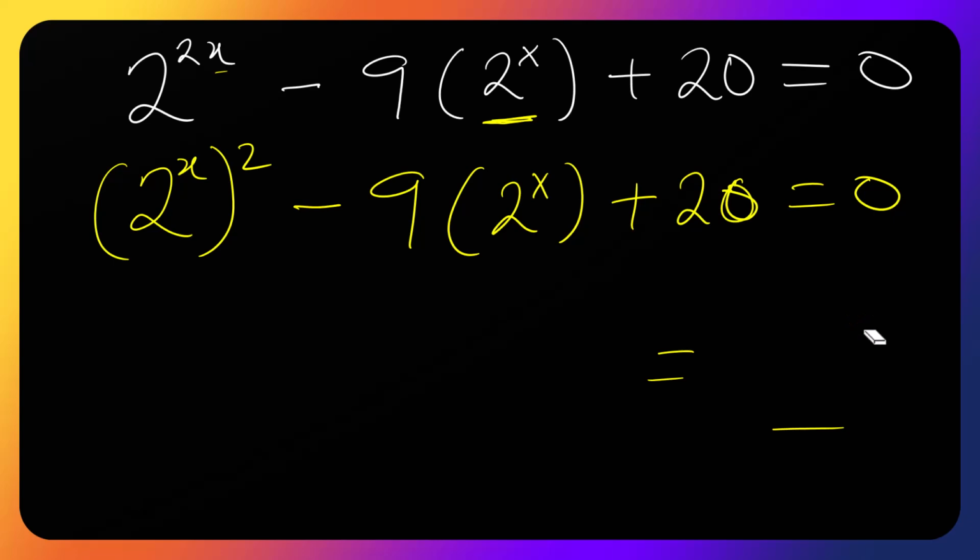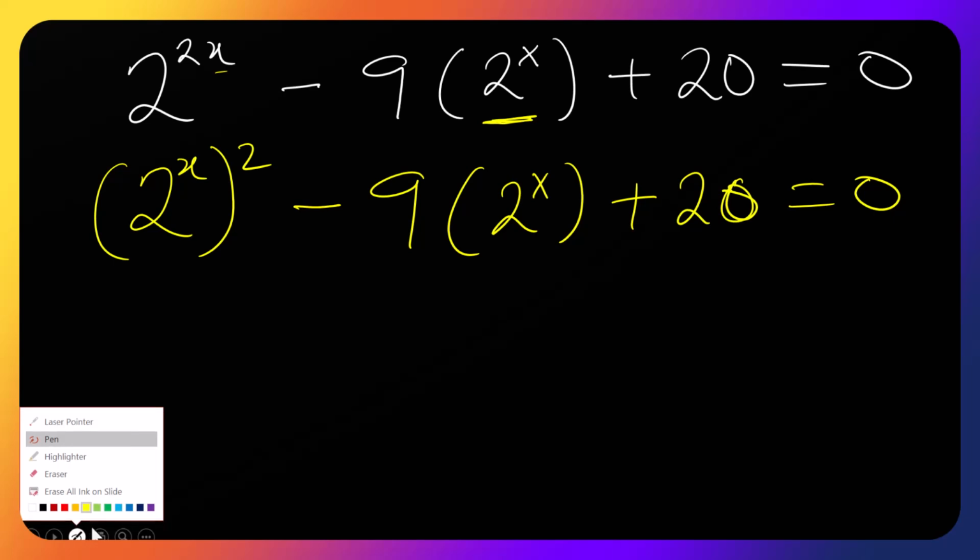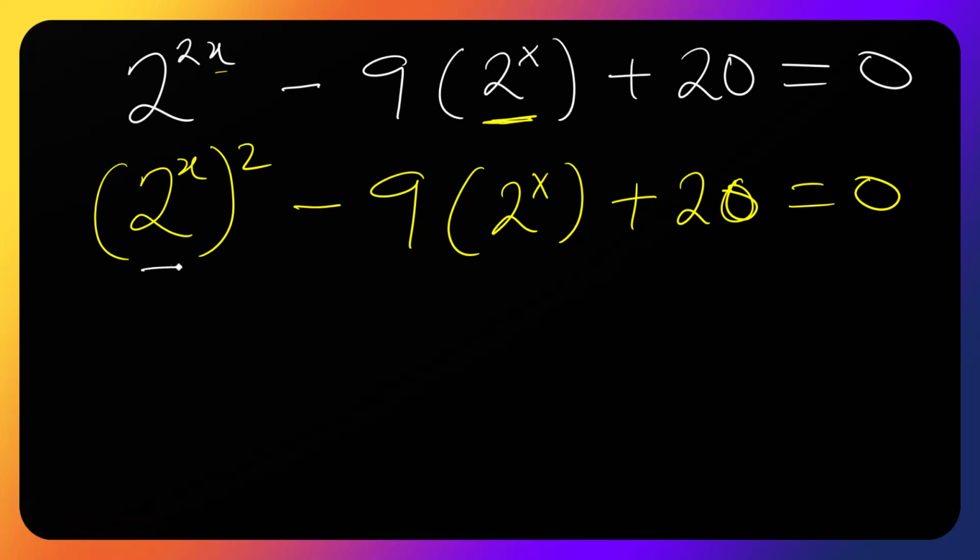Now, what do you notice here? We have something in common here. So we have 2 to the power of x, 2 to the power of x. Let's take them out because they are making the question complicated and intricate as well. So what I'll do here is very simple. I'll let 2 to the power of x, which is making the question complicated, be a different variable. So I will say let this one be k.